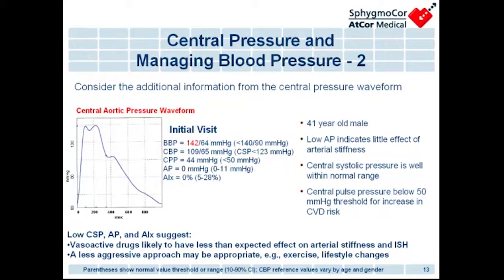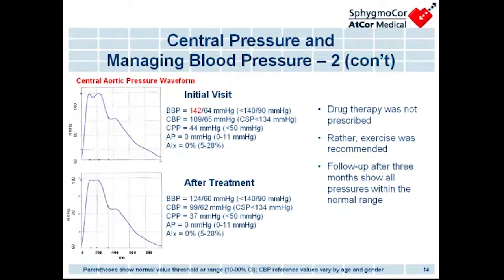And the points to be made from this are that because we have a low augmentation index and augmentation pressure, vasoactive drugs are likely to have less than expected effect on arterial stiffness, and an approach, I wouldn't call it a less aggressive approach, I would call it a non-pharmacologic approach such as exercise and lifestyle changes, is what I'd be looking for in this individual. So drug therapy was not prescribed, and as you can see, the numbers became much more normal because this is someone who actually sustained their exercise effort.